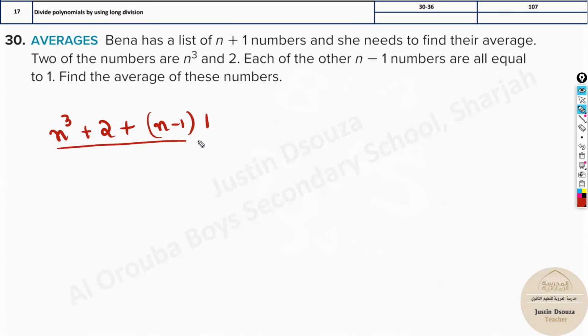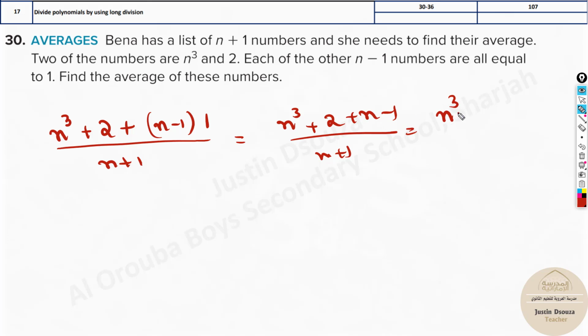Now divided by, what are the total numbers? Total numbers are n plus 1. This is the main equation to write. Once you write this, then you can solve it. n cube as it is, plus 2 plus n minus 1, divided by n plus 1. The denominator remains. Now when you simplify this further, you will get n cube plus n, and lastly plus 1, divided by n plus 1.